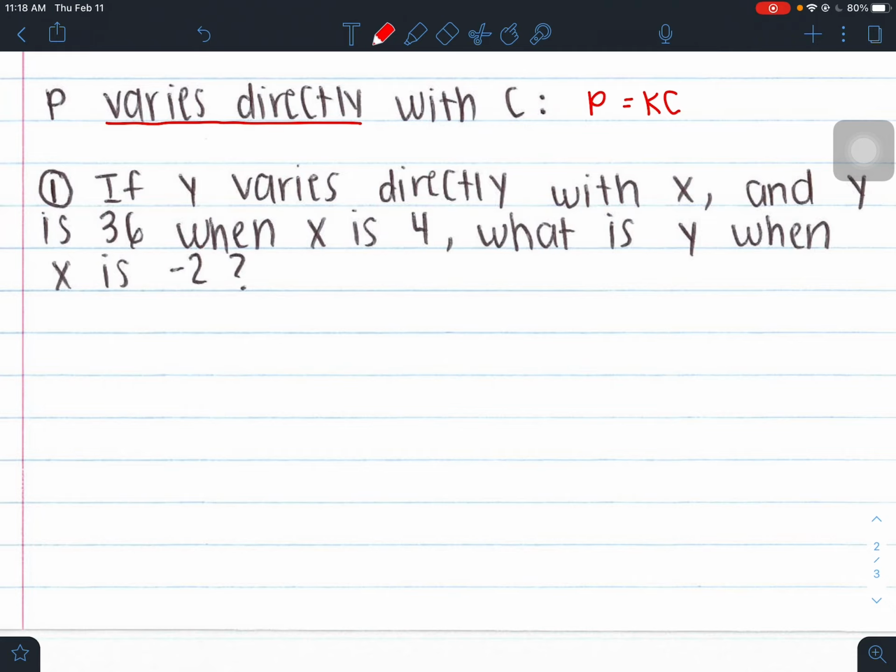All right, so number one, if y varies directly with x, okay, that should tell you this is direct variation. Why is it direct variation? Because it says varies directly in the problem. So if you see varies directly or direct variation, your brain should switch to, okay, I need to think of y equals kx. No more slope, no more point slope, no more standard form. If y varies directly with x, and y is 16 when x is 4, what is y when x is negative 2? Okay, that's a lot of stuff, right? So let's set up what we know. Y varies directly with x. Okay.